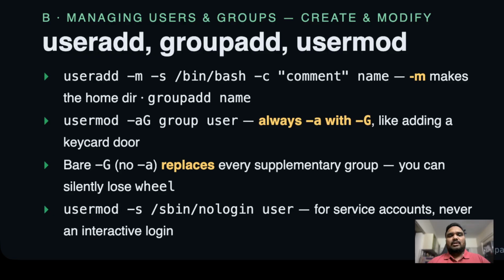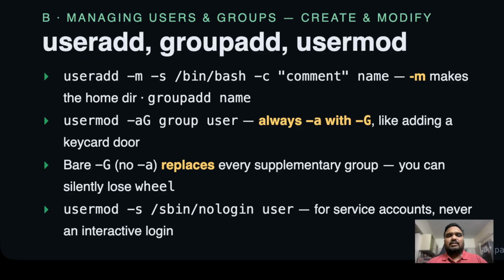To create a user: useradd -m -s /bin/bash -c, in double quotes the comment you want to give, space, the name. Here, the -m flag is the one people forget. Without it, no home directory gets created at all. -s sets the login shell. -c fills in the GECOS comment field we just saw in /etc/passwd for our student user, which had electrical department.